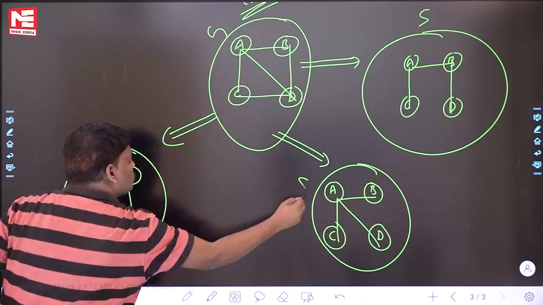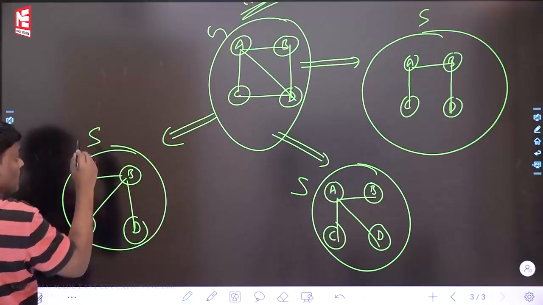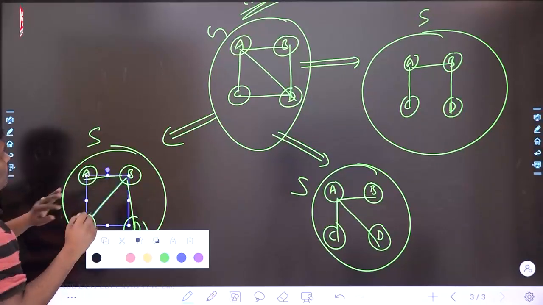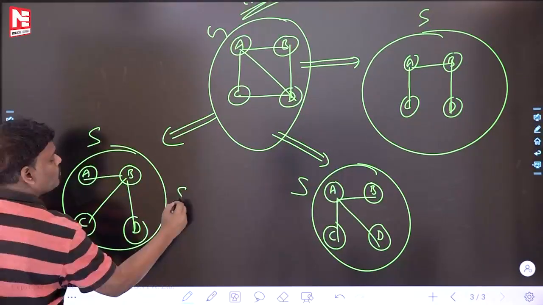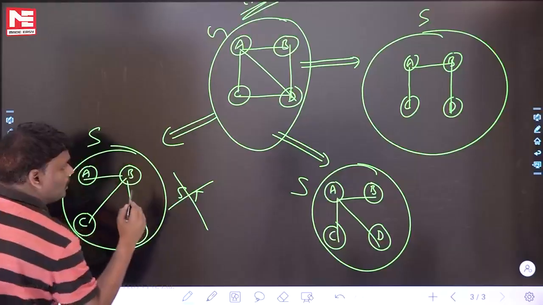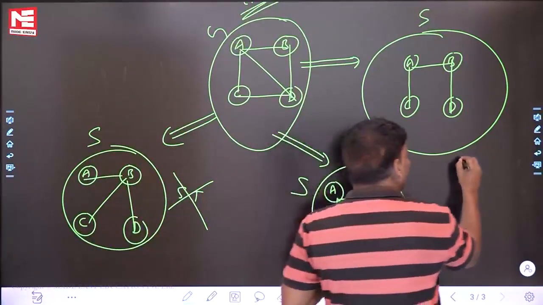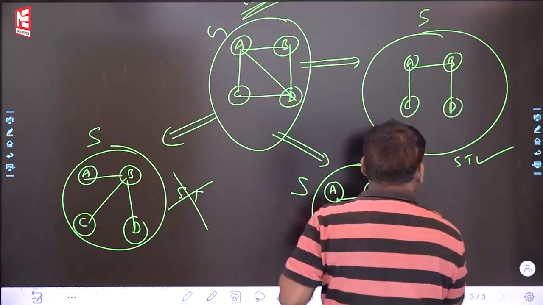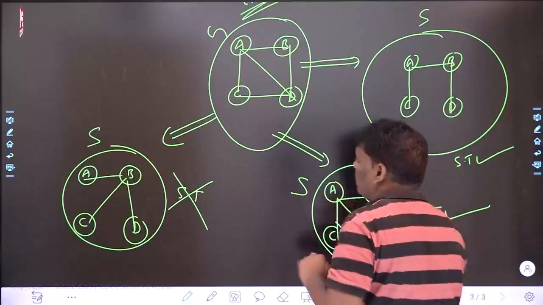This is also one more spanning tree. This is also one more spanning tree. I am thinking, but try to remember. It is not a spanning tree. It is a spanning tree. For the given graph, it is a spanning tree. It is also a spanning tree. But it is not a spanning tree.